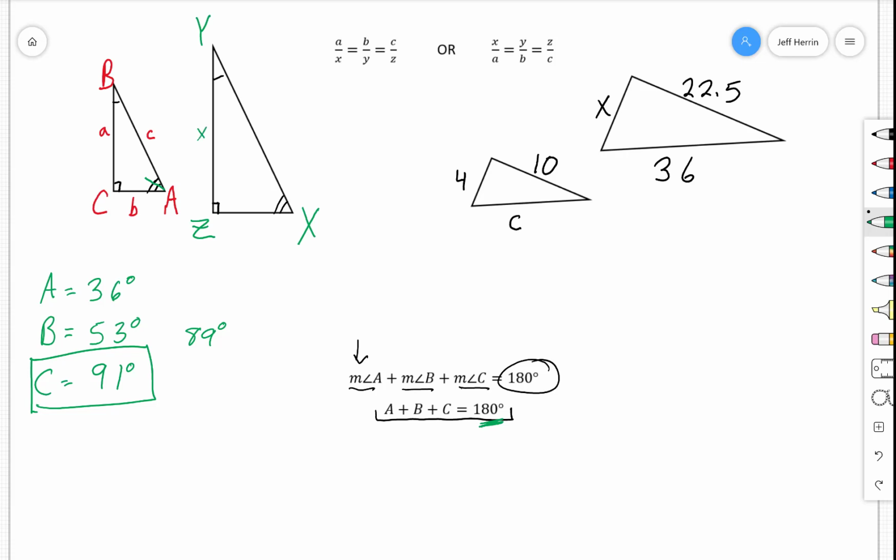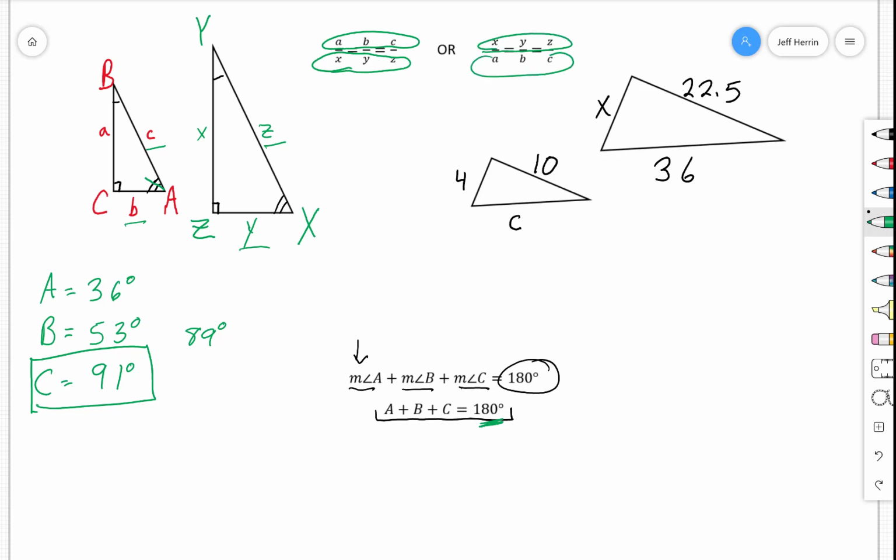What that gives us is a ratio between these two triangles. Filling out the rest of my sides here, because these two are similar, because they have the same three angle measures, there's a ratio between A and X, and that's the same ratio as between B and Y, and the same ratio between C and Z. We can actually flip all of these if we want, as long as we have either the large triangle all in the bottom and the small all in the top, or the large all in the top and the small all in the bottom.